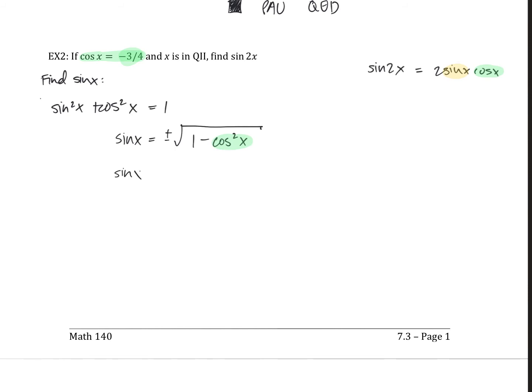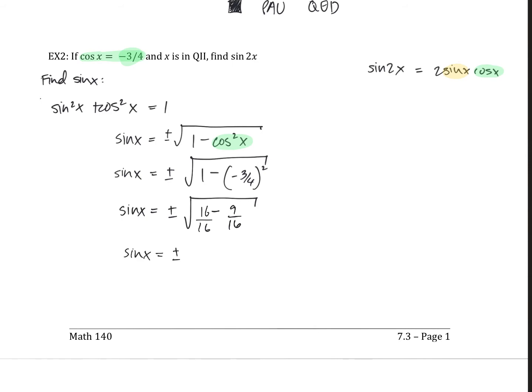We'll go ahead and plug that in. And then we have that sine of x equals plus or minus the square root of 1 minus negative 3/4 squared. We'll go ahead and simplify. Alright, and then we'll get 1 minus 9 over 16. We can create the same denominator, that'll be 16 over 16. So sine of x is going to equal plus or minus the square root of 7 over 16, which we can also simplify to plus or minus the square root of 7 over, and square root of 16 is 4.